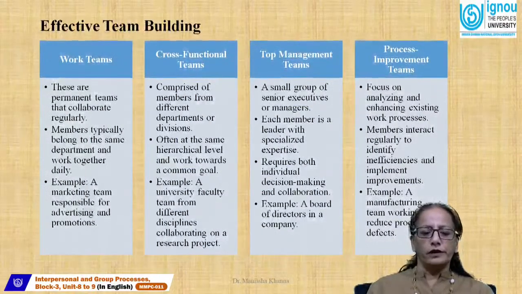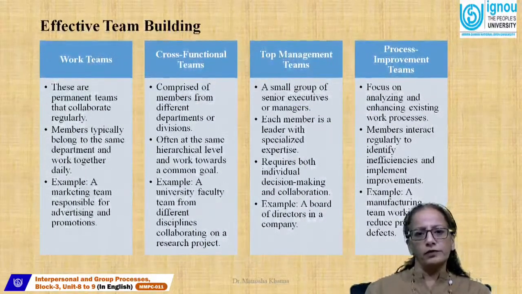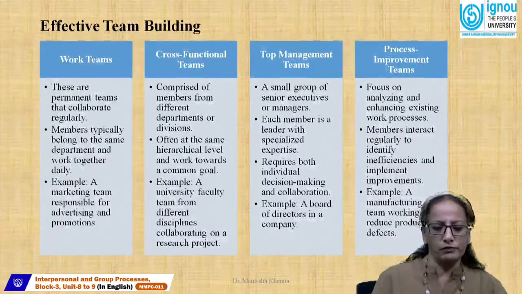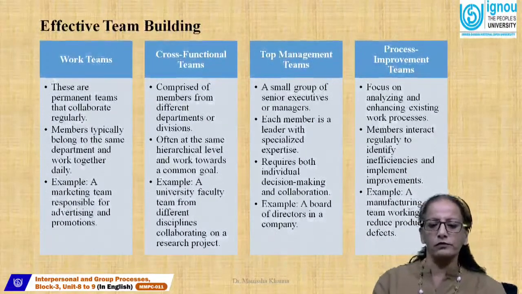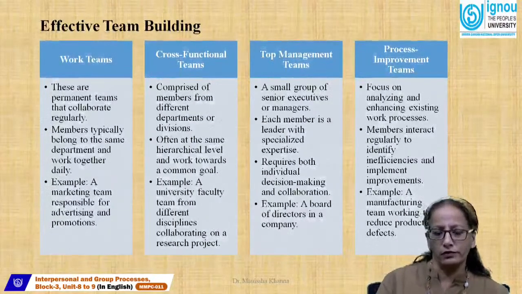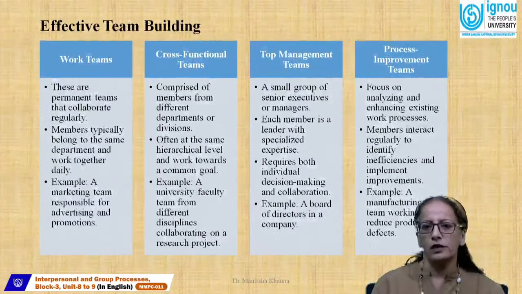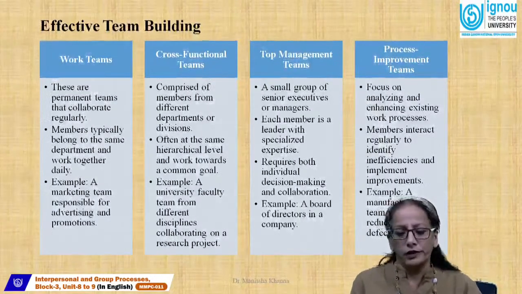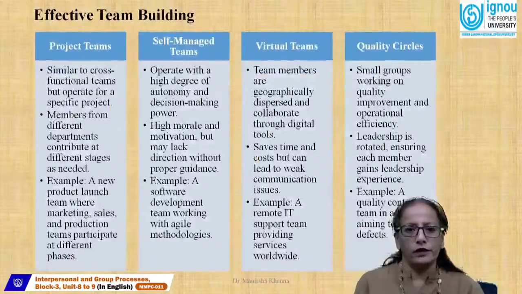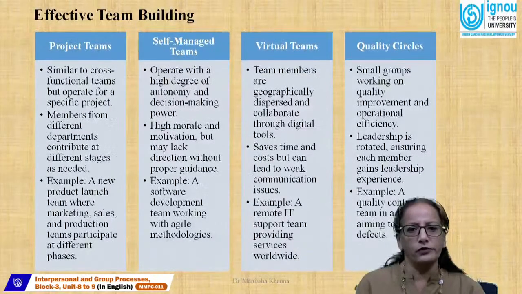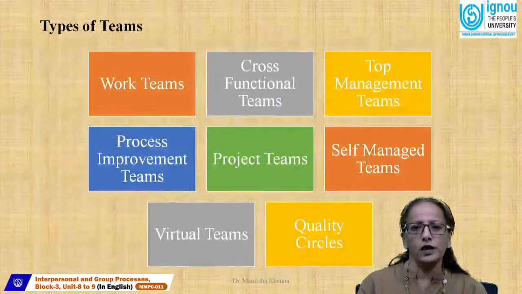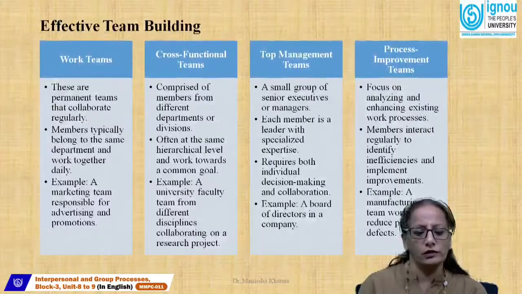Effective team building happens on work teams, on cross-functional teams, and, as we have discussed, on top management teams, then on process improvement teams. So effective team building also happens on project teams, self-managed teams, virtual teams, and quality circles. So we have just discussed all these things.